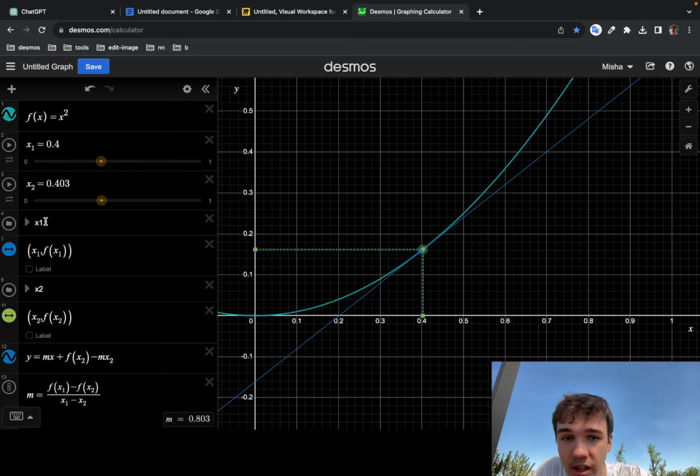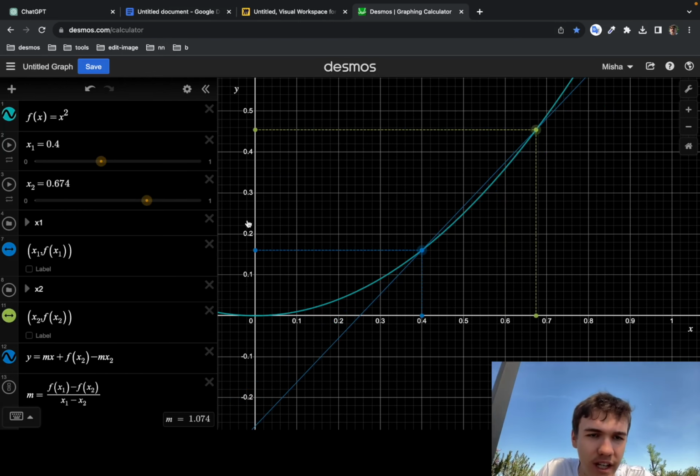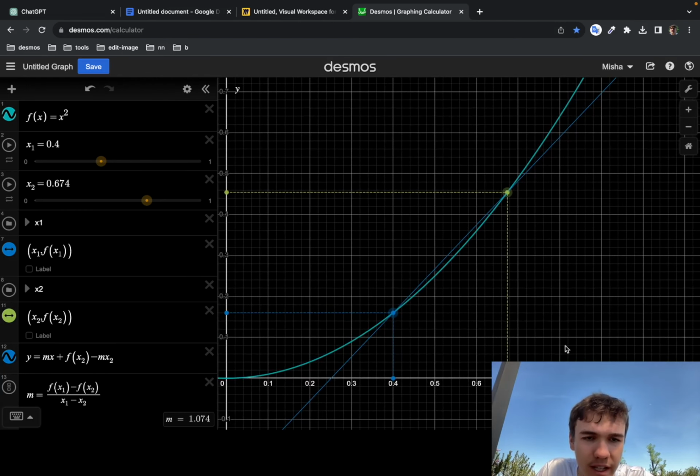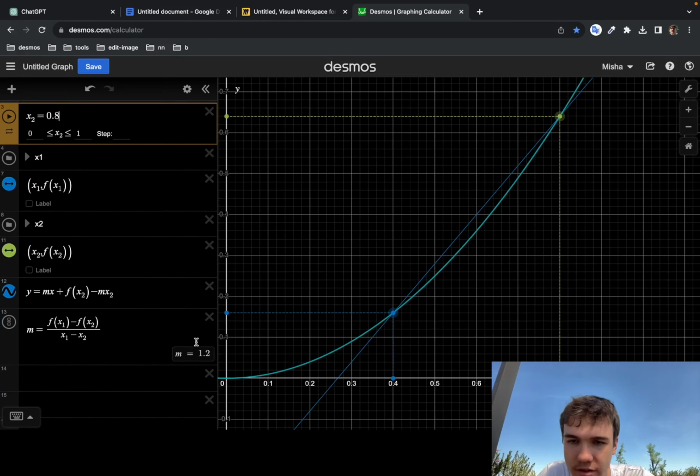So now let's dive a bit into the notation and how we write it in the fancy math. I want to have 0.8 and 0.4. Let's make it 0.8. Okay, so we have 0.4 and 0.8, and the slope of this is 1.2, and of course it's not a derivative yet, because this is just the slope of the secant line. Okay, so let's dive into notation.